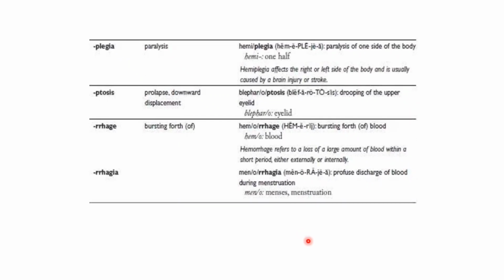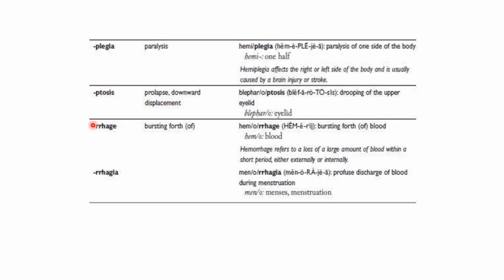Then another suffix is plegia. Now plegia means paralysis, and the word analysis for the suffix plegia is hemiplegia. Over here hemi means one half. So hemiplegia means paralysis of one side of the body.